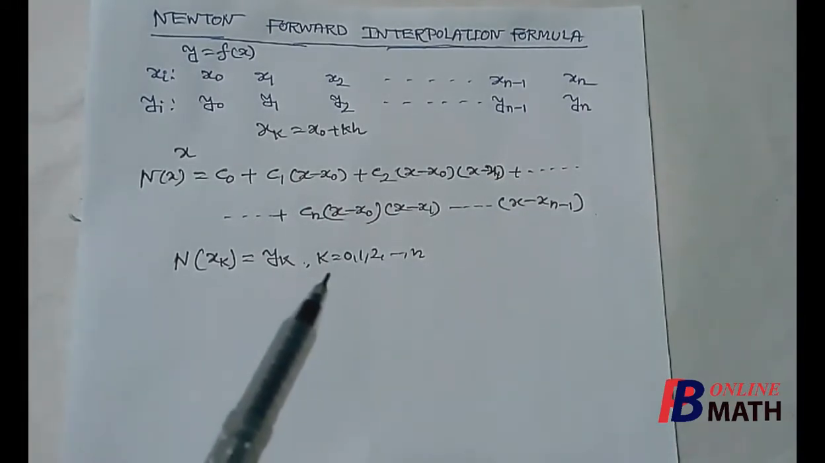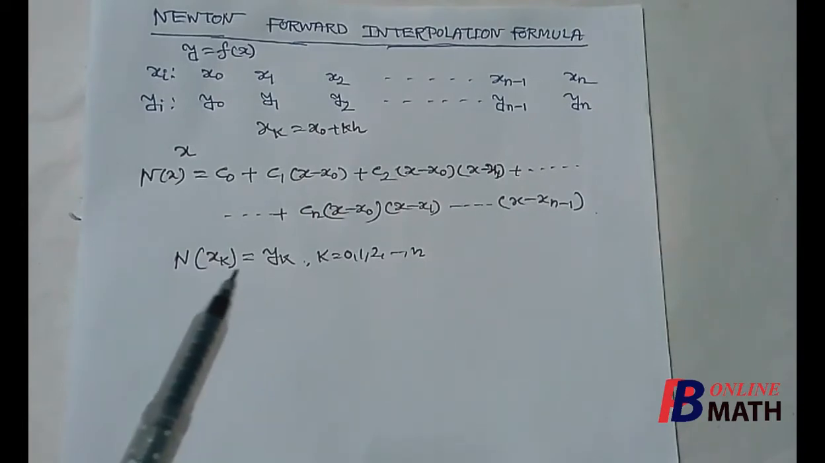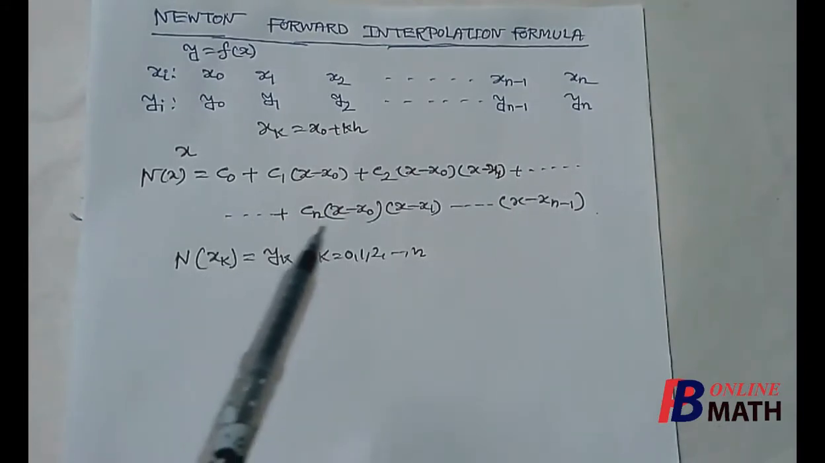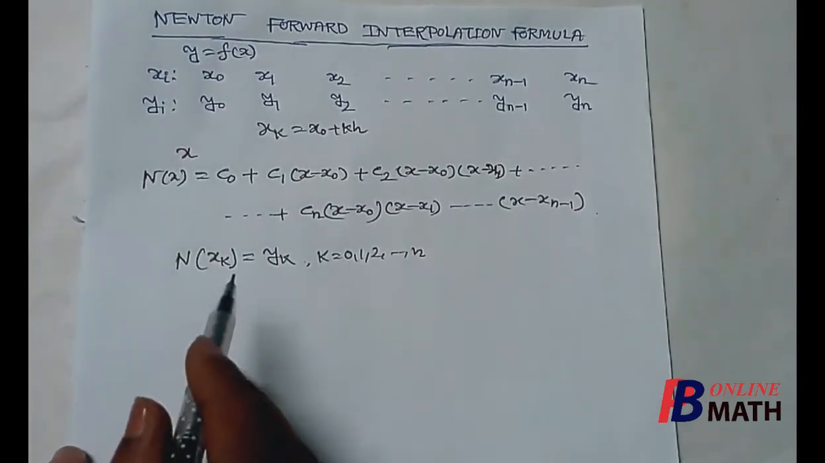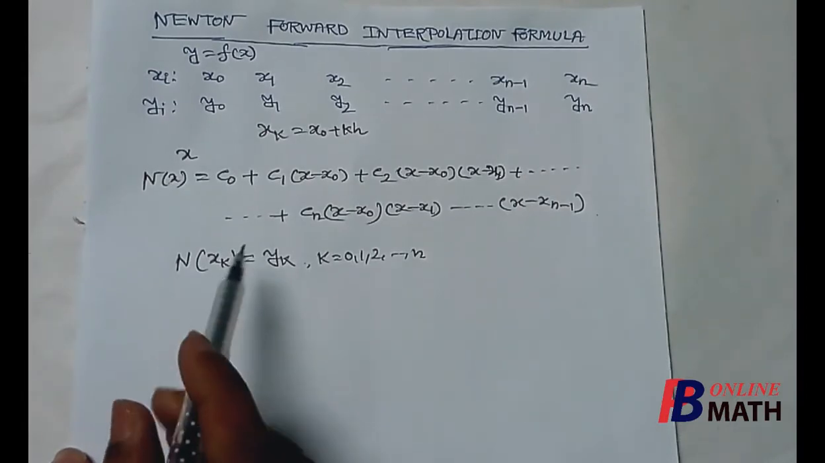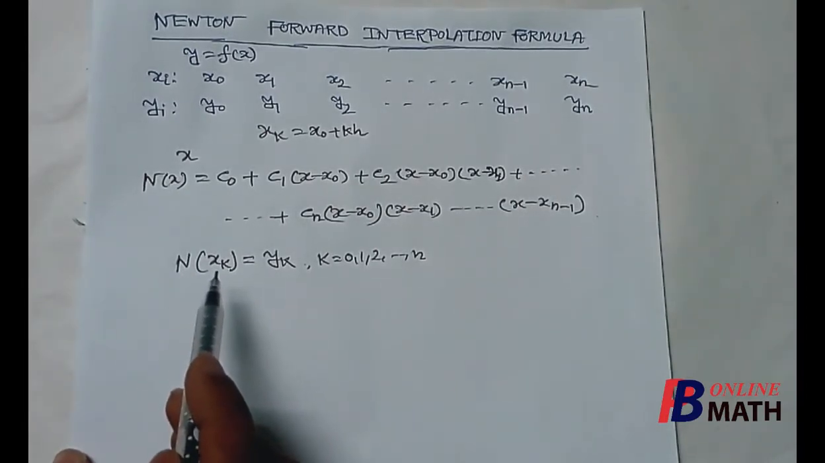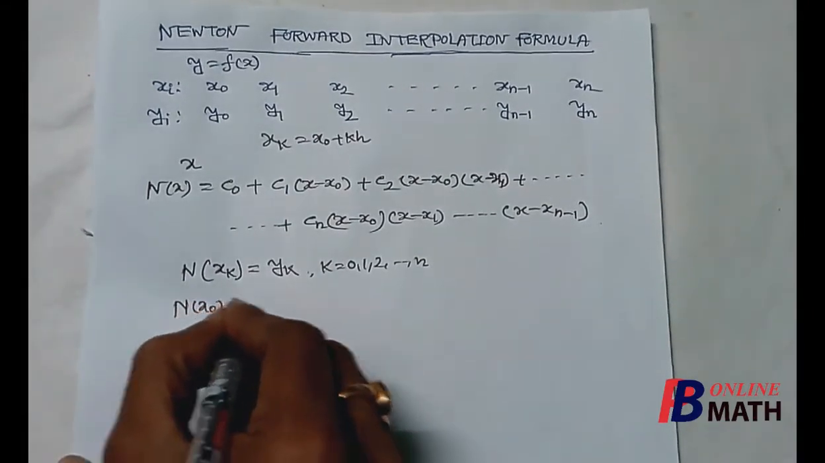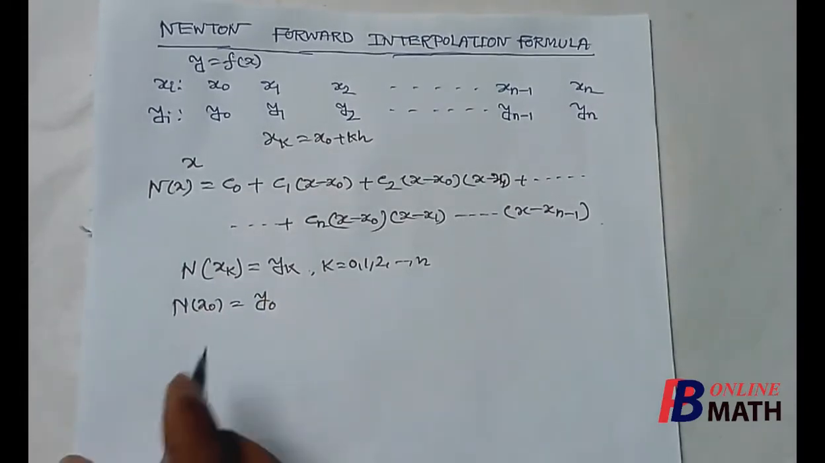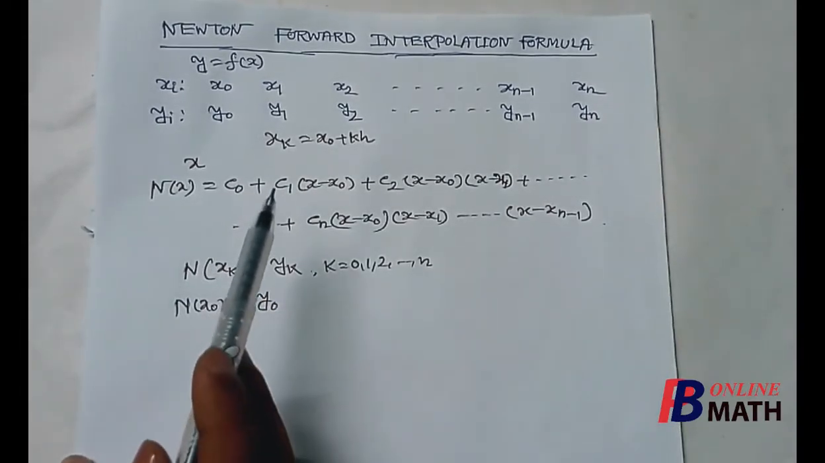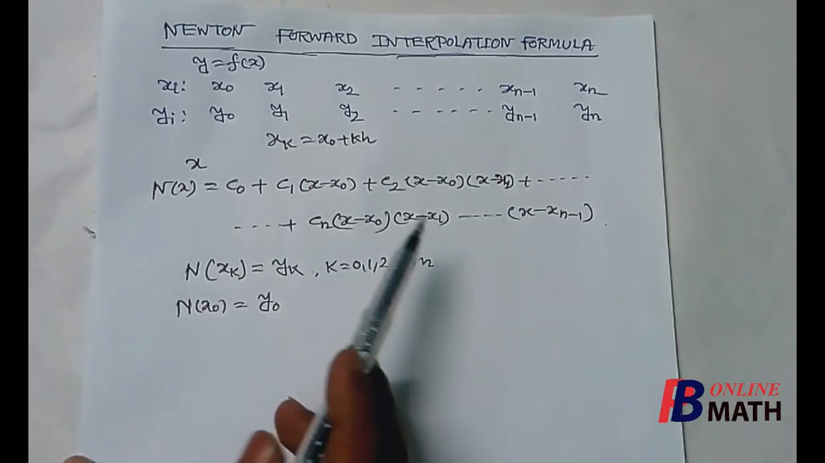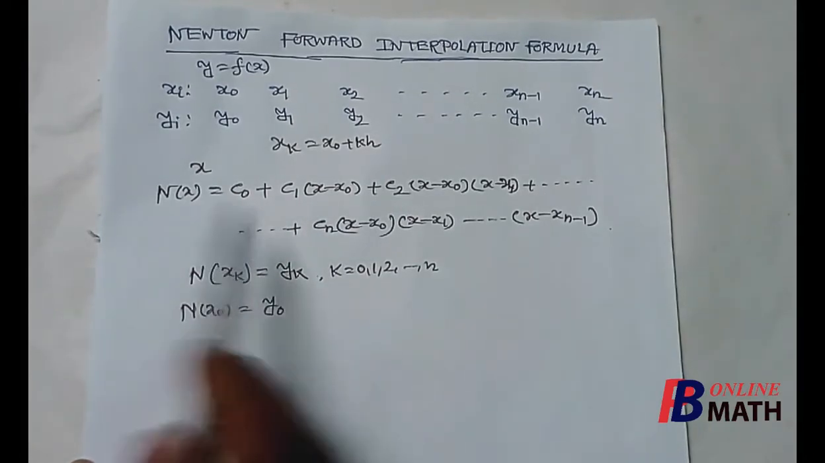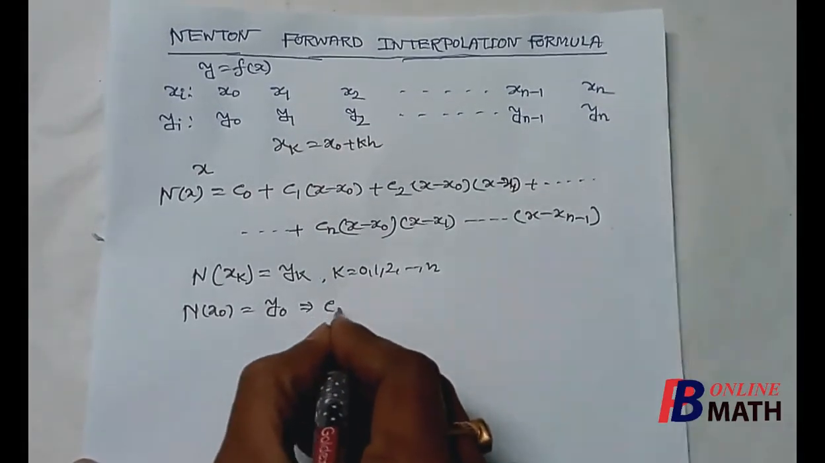So actually these are the n plus 1 number of conditions, and using these n plus 1 conditions, we can solve all these n plus 1 coefficients. So first we use the first condition: the value of this polynomial at the point x0 must be equal to y0. So N(x0) must be equal to y0. Now what is the value of N(x0)? If we put x equal to x0 in this polynomial, then we find that all the remaining terms vanish except this first term c0. So here we get c0 equal to y0.